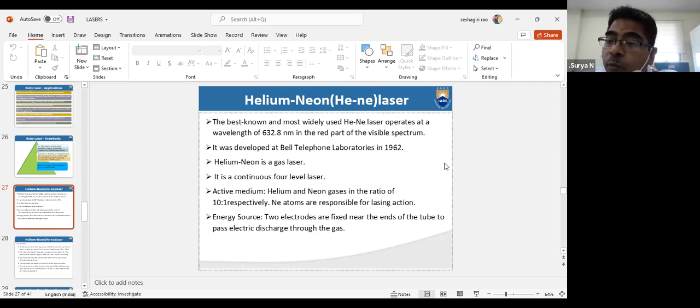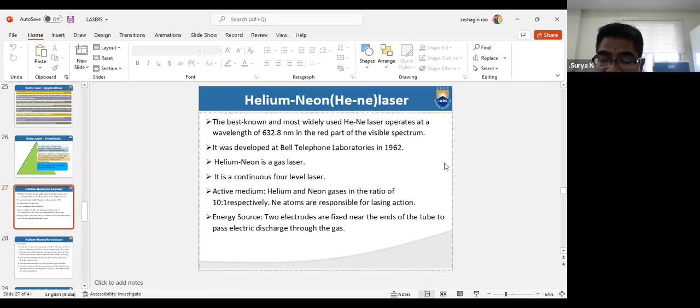Similarly, when we speak about the gaseous laser like helium neon, taken in the ratio of 10:1, neon atoms are responsible for lasing action. We have seen in the cases how atoms and ions change. That is why, instead of chromium atoms, we say chromium 3+ ions. Here, we should say Ne+ ions, or else neon atoms. So that is the difference. Chromium 3+ ions are responsible for lasing action in the solid state laser, that is the ruby laser, and here neon atoms are responsible for lasing action.